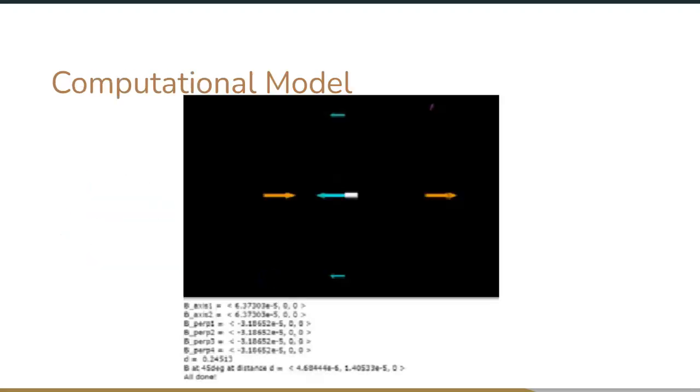For the computational portion, I wrote a Python program that simulated the magnetic field vectors from a dipole placed at the origin. In the visualization, orange arrows represent the magnetic field along the magnet's axis, and blue arrows represent the perpendicular field. And a purple arrow shows the field at a 45-degree angle. This model helped verify that the field weakens and changes direction consistently with dipole theory.